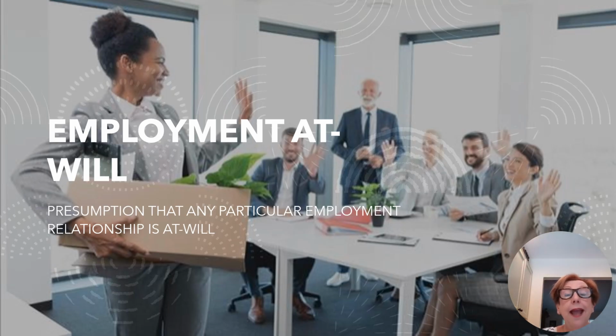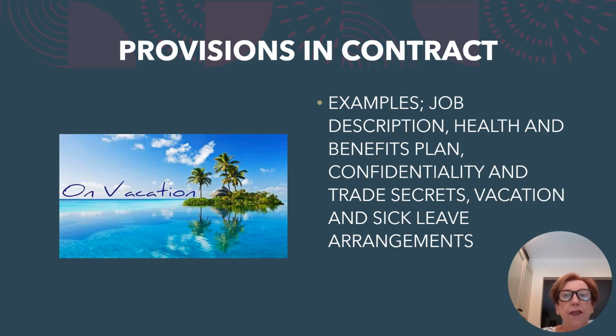The employment at-will doctrine in almost all states says that there is a presumption that any particular employment relationship is at will. In the text, there is a list of provisions found in a typical contract. Some examples include job description, health and benefits plan, confidentiality and trade secrets, and vacation and sick leave arrangements.